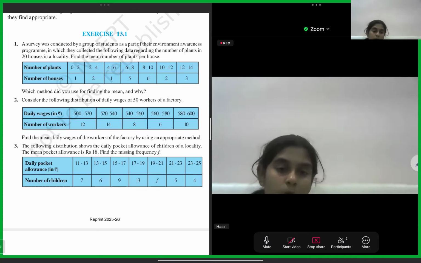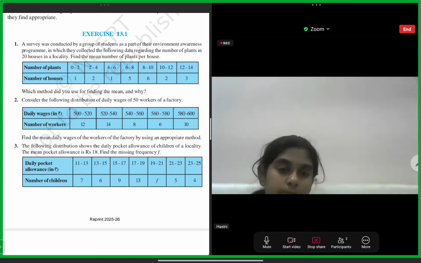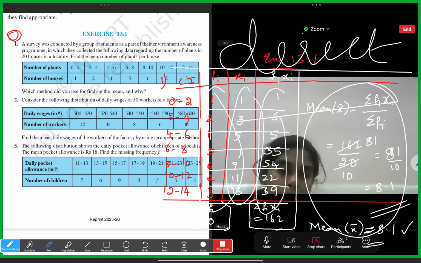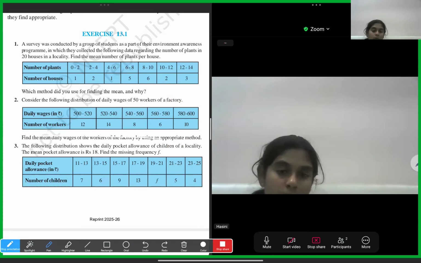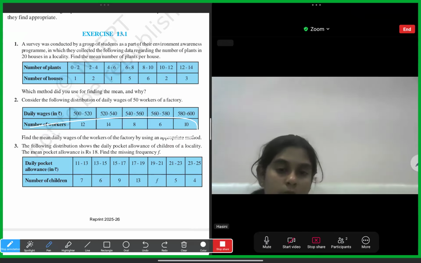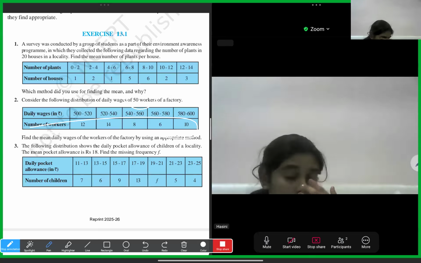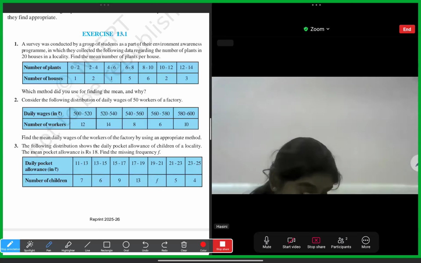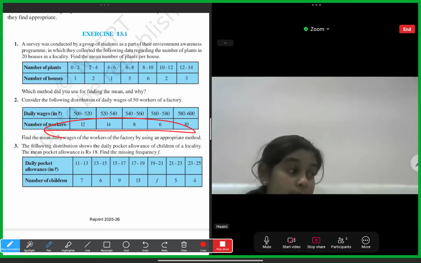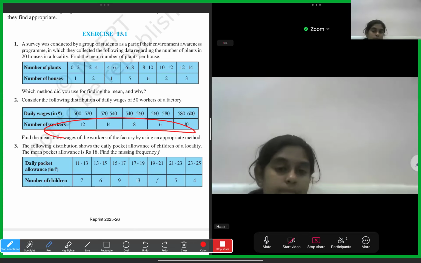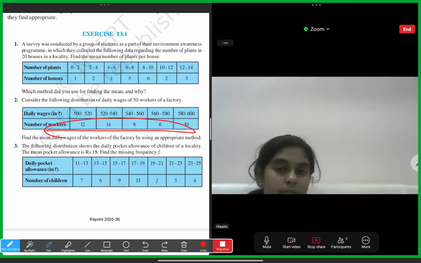14 is the frequency of 520 to 540 rupees. Like that. If you add the second column, Hasni, we will get 50. That is the sum of all the frequencies, because they have done this survey on 50 workers. So 50 workers, and different daily wage values are given in the table.